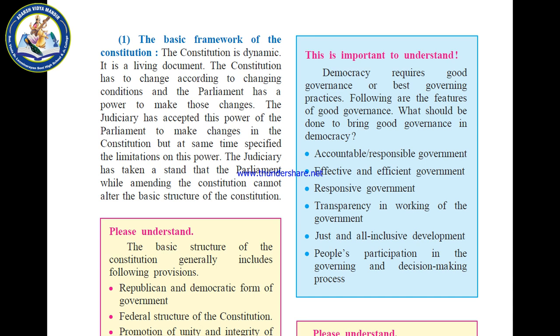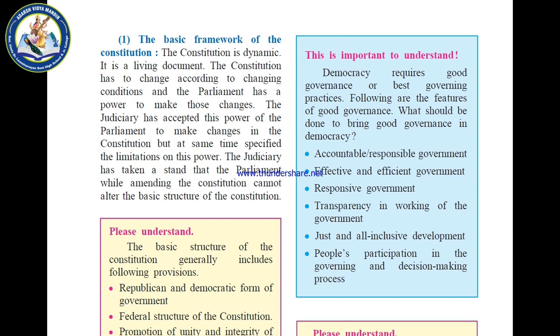The constitution has to change according to changing conditions, and the parliament has a power to make those changes. So according to the changing conditions, जैसे conditions change हो रही है, some provisions are useless for us. So Constitution has to change. Constitution change करते आनी चाहिए according to those changing conditions. बदलते समय के साथ, बदलती आवश्यकताओं के साथ हमने Constitution को बदलते आना चाहिए. And this provision has been given in the Constitution that we can change the Constitution according to the changing conditions. Changing conditions के हिसाब से हम, बदलते हुए स्थिति के हिसाब से हम Constitution में बदलाव कर सकते हैं.